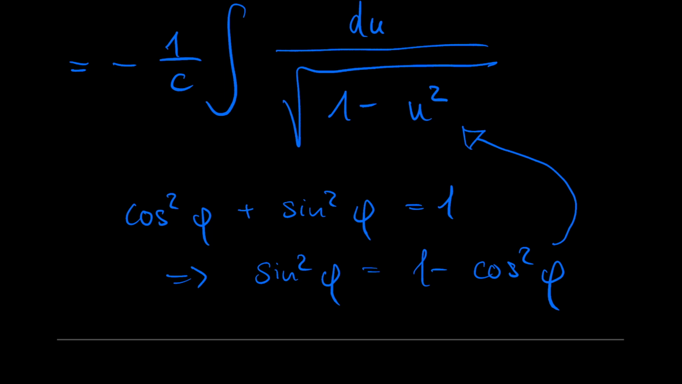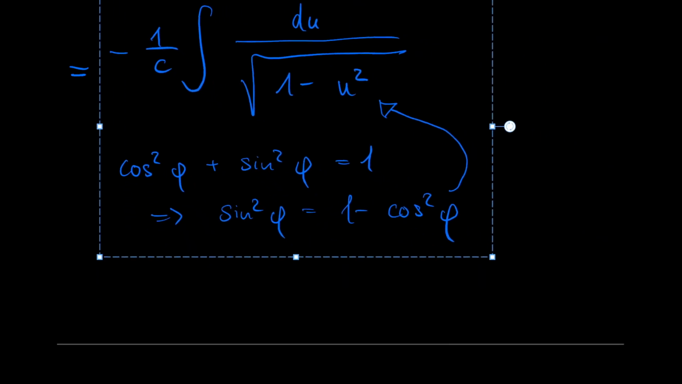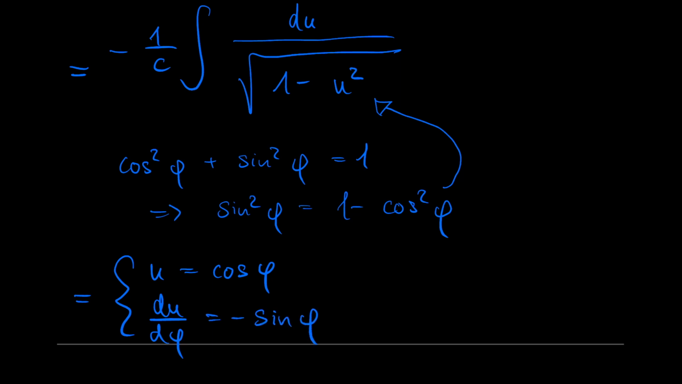So what are we going to do now? We're performing a substitution once again, but this time it's an easy substitution. I'll make that a bit smaller so we can squeeze the substitution in here. We say u is equal to cosine of phi. This means that du, the derivative with respect to phi, is minus sine phi, which is cool because here we have a minus and here we have a minus, so we're getting rid of that minus.